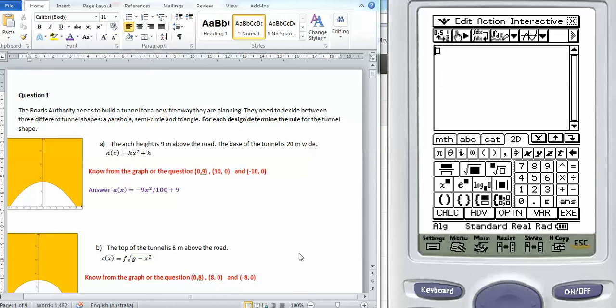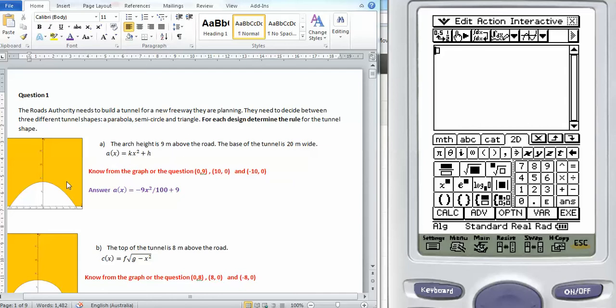This is for Year 12 Methods. It's 2011 Function Application Tech Allowed Questions 1, A, B, C and D. We have these different tunnels. In part A it is a quadratic following the rule kx squared plus h.